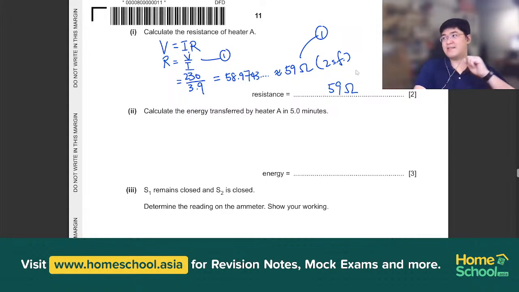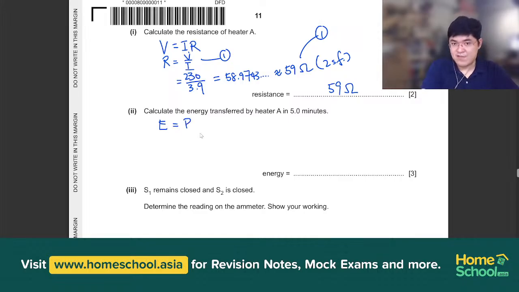Now we are to calculate the energy transferred by heater A in 5 minutes. First things first, we know that energy is equal to the power of the appliance multiplied by the time used. Power, as we have done before, is equal to voltage times current, so we can just use that as well. So E equals V times I, multiplied by time. That's the first part.